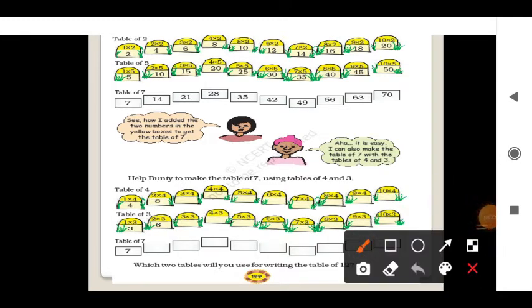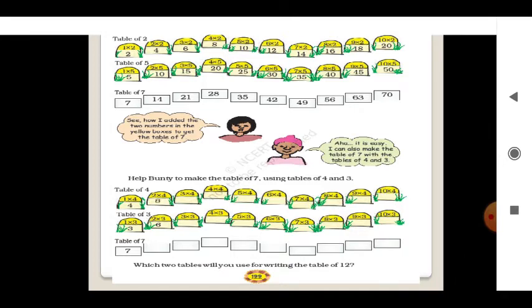See, 4 plus 3 is 7, 8 plus 6, 14. First you write this 4 table and 3 table. Then you add it. 3 fours 12, 4 fours 16, 5 fours 20. So first you complete the 4 table and 3 table. Then you add. Okay. This you have to do yourself. Do it in your textbook only.